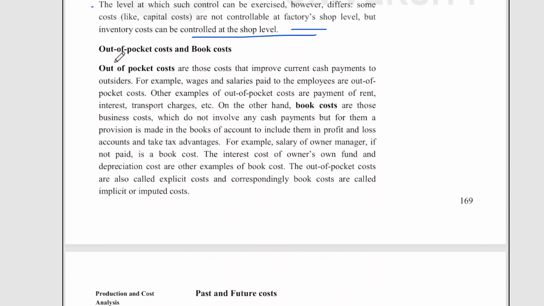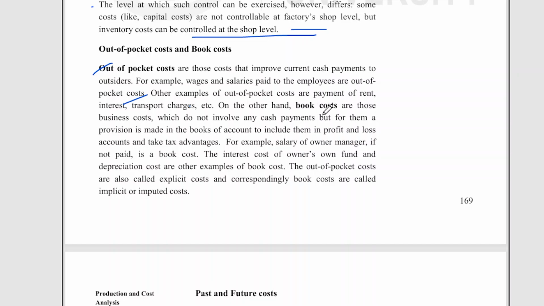Some costs, like capital costs, are not controllable at the factory shop level, but inventory cost can be controlled at the shop level. Out of pocket cost and book cost. Out of pocket costs are those costs that involve current cash payment to outsiders. For example, wages and salaries paid to the employee are out of pocket cost. Other examples of out of pocket cost are payment of rent, interest, transport charges, etc.